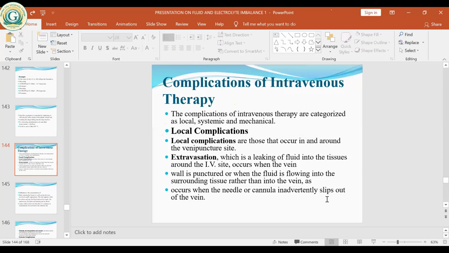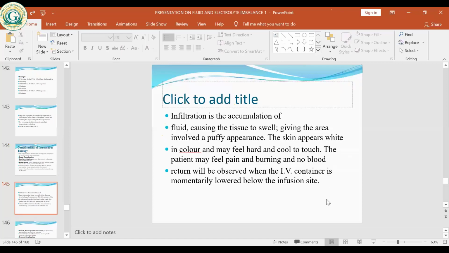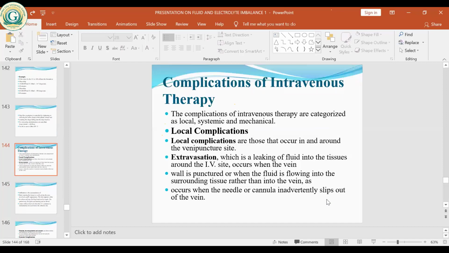Extravasation is different from infiltration, so let's look at the difference. Extravasation is a leaking of fluid into the tissues around the IV site. It occurs when the vein wall is punctured or when the fluid is flowing into the surrounding tissues rather than into the vein, as occurs when the needle or cannula inadvertently slips out of the vein. Mistakenly, the cannula or the needle slips out of the vein and starts delivering infusions into the surrounding tissues. We call it extravasation.